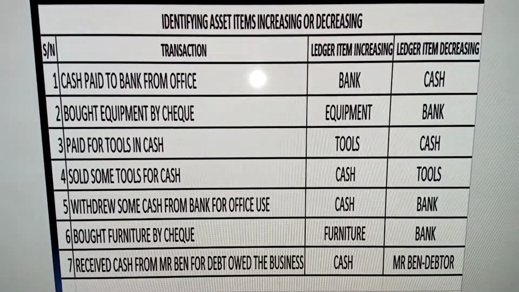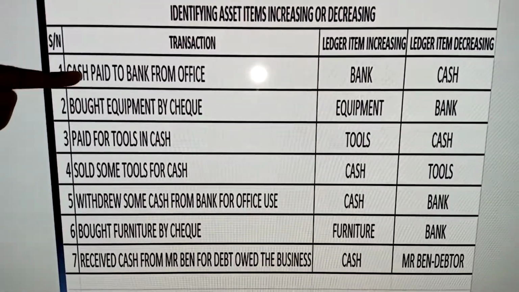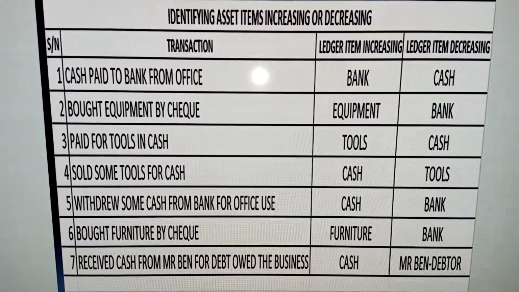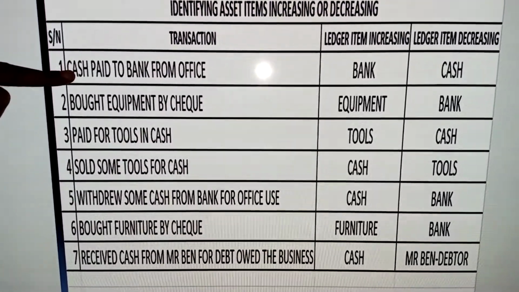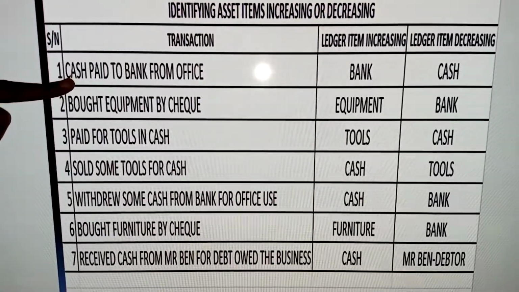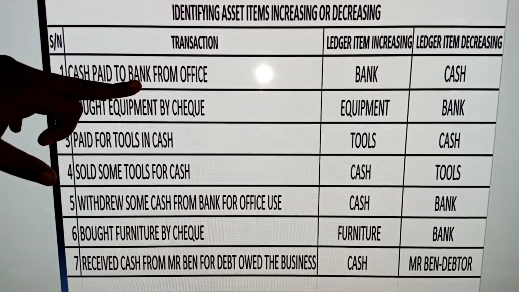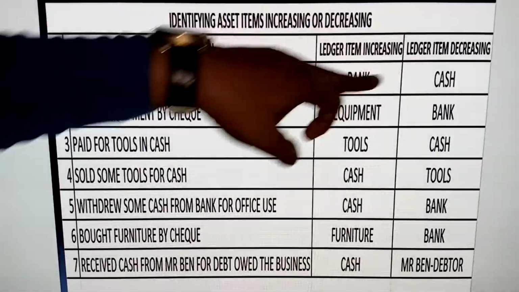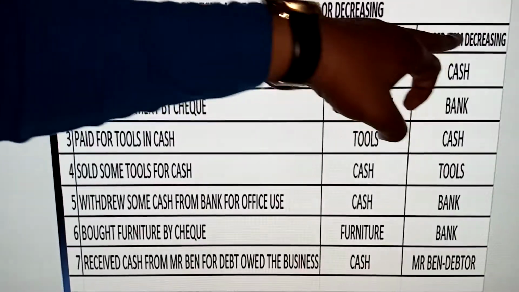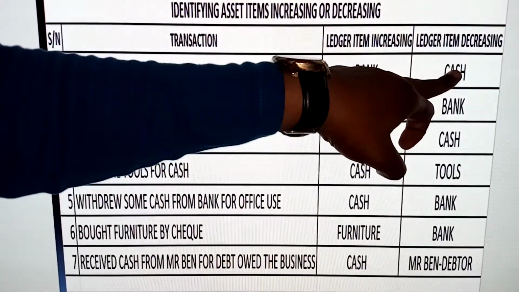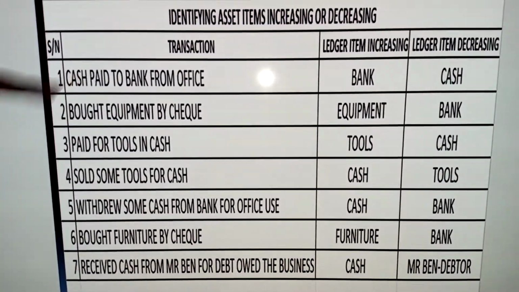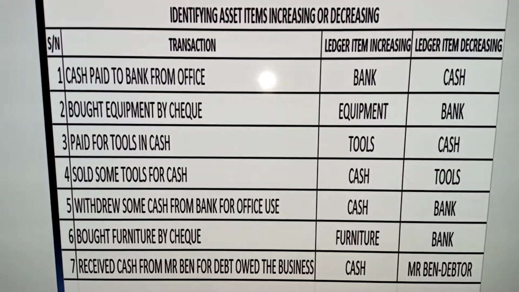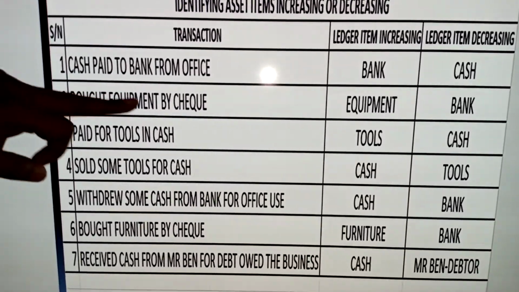Now, which one is increasing and which one is decreasing? So for you to interpret it, you must know the movement. We are paying cash to bank from the office. So it means that the cash in the office is decreasing, while the cash in the bank is increasing. So item increasing here is bank. Item decreasing here is cash. Why? Because cash in the office will decrease and the cash in the bank will increase.